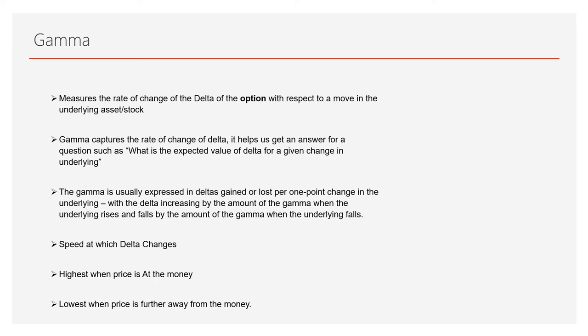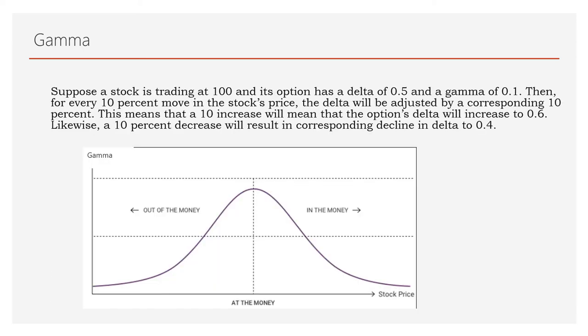It is highest when the price is at the money, and it is lowest when the price is further away from the money. You can see in this diagram also, the at the money option has the highest gamma, and as our strike goes further from this price, our gamma value goes down. Okay, so we'll take an example to understand it better.